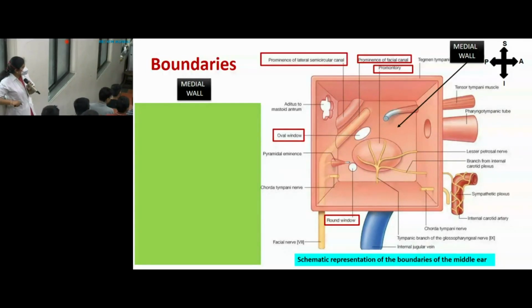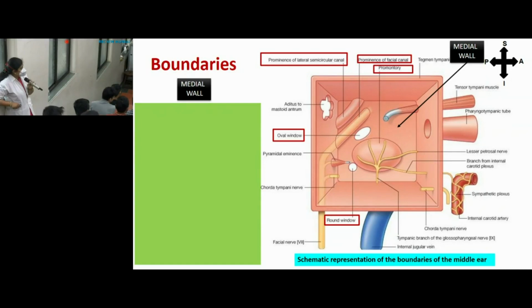What is seen in the upper part? Can you see this part? Yes, so the oblique part of the facial canal, or you can say the horizontal part of the facial canal, is present in the upper part of the medial wall of the tympanic cavity. Okay, so these are the structures present along the medial wall of the tympanic cavity.